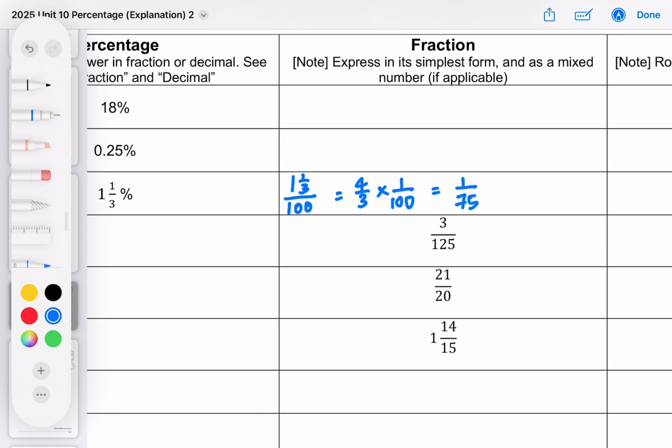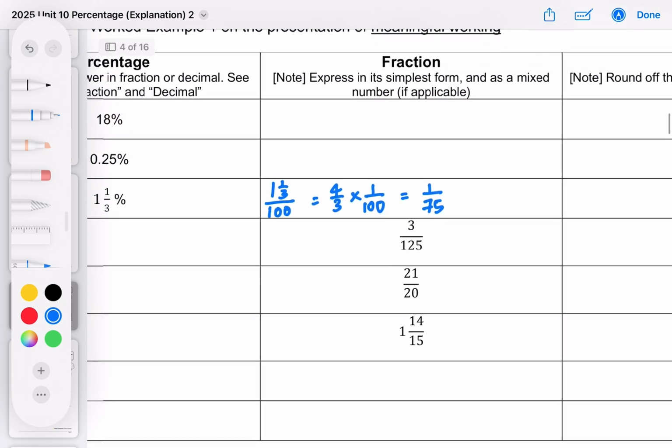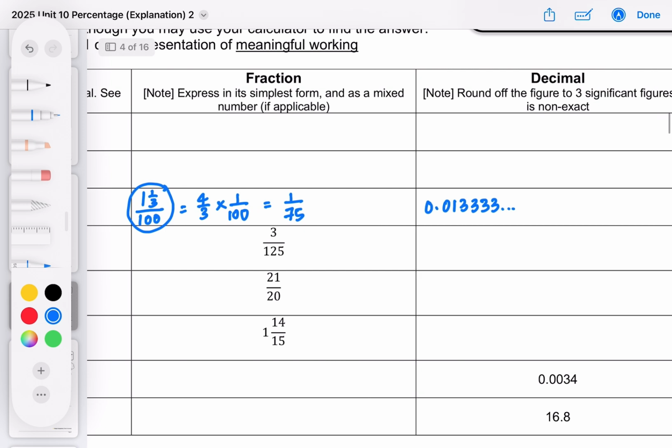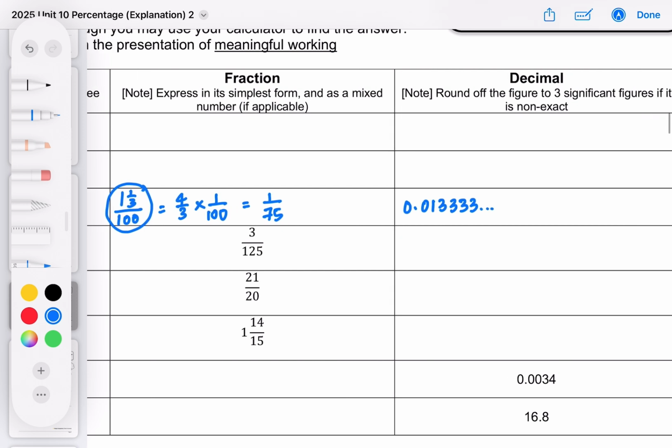Next, we are going to change this to a decimal. Same thing: to change to a decimal, we simply take this 1 1/3 divided by 100. If you use a calculator, you will notice that it becomes a recurring decimal. However, we cannot leave it as a recurring decimal as an answer. So it says that we round off to 3 significant figures if the value is non-exact. So to round it off to 3 significant figures, it will be 0.10133. And then we have to put down 3SF.